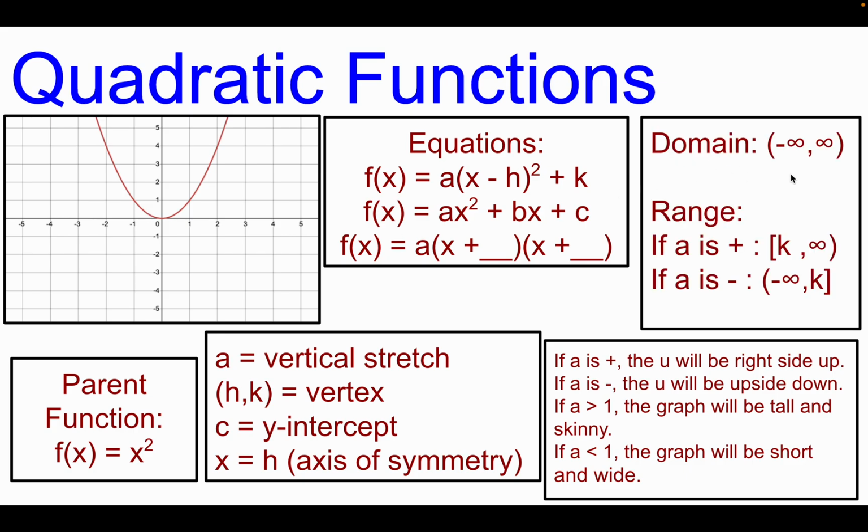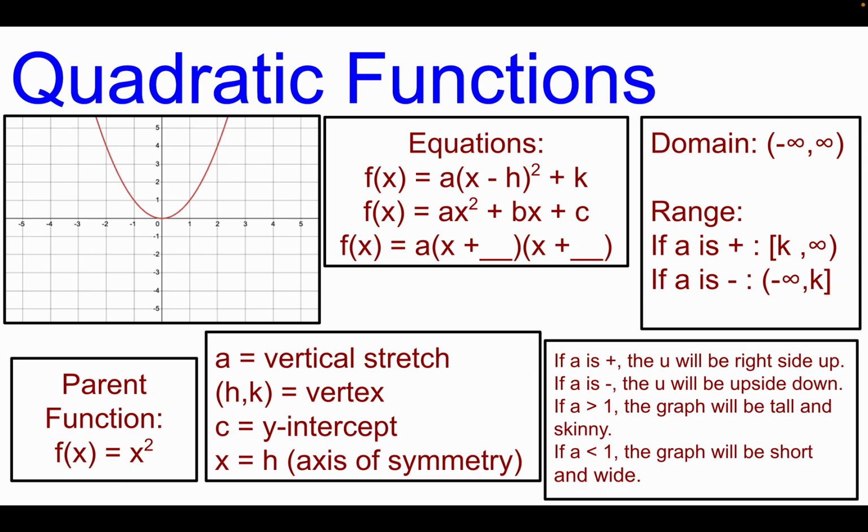The domain for quadratic functions is really easy. It's always negative infinity to infinity. There's no number that you can't put into a quadratic equation. The range depends upon if it's right side up or upside down. If it's right side up, your range is going to be from k to infinity, where k is the y value of the vertex. And note that we use the bracket on here because that tells us that the function is allowed to equal k for an output, right?